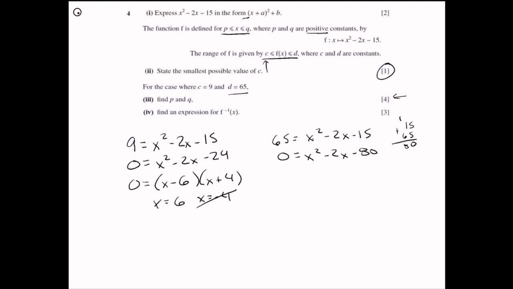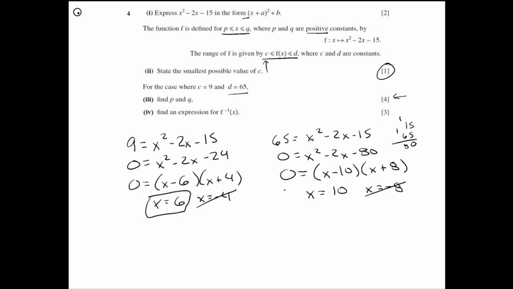And when you think about numbers that would multiply into 80 while adding up to -2, I think of 8 and 10. So 0 equals x minus 10 and x plus 8, because they still add to -2 and multiply to -80. So when we solve this, we get x equals 10 and x equals -8. P and Q have to be positive, so we know it's not -8.